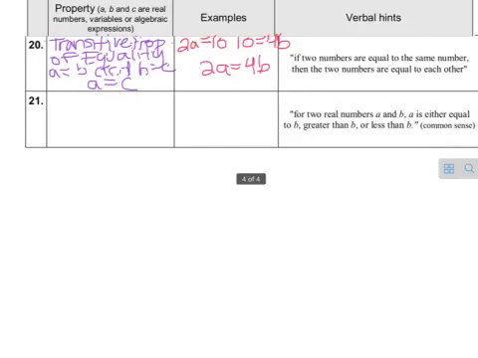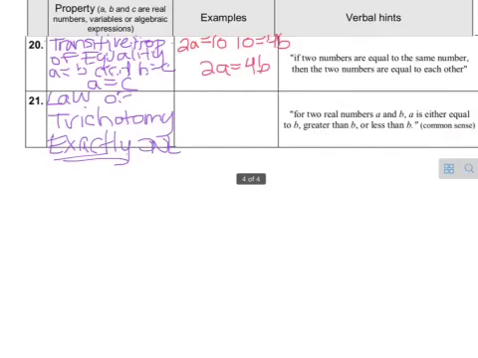Finally, for two real numbers A and B, A is either equal to B, greater than B, or less than B. And it really is common sense here, but it is still a property. So we're going to call this the law of trichotomy. I will spell that out. The law of trichotomy. So it means no matter what, exactly one of the following must be true.